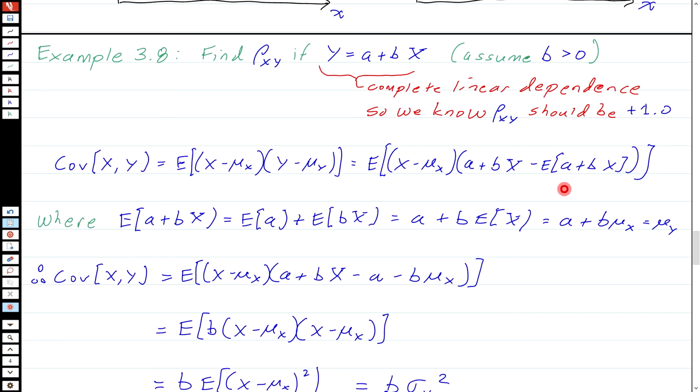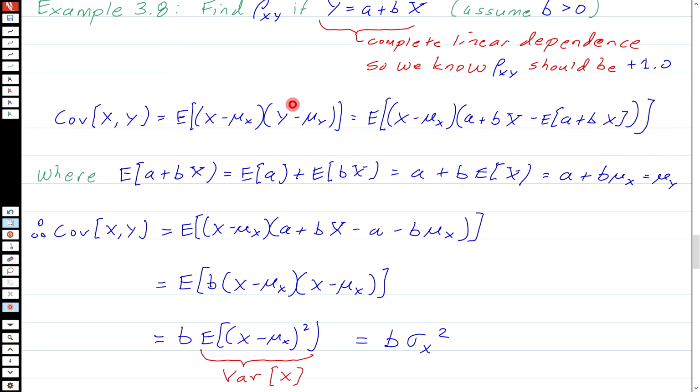Okay, so let's illustrate this by an example. Let's suppose that y is equal to a plus bx. Again, that means y is completely linearly dependent on x, so we should expect the correlation coefficient to be equal to 1. And let's assume in this case that b is greater than 0, and that's why we have a plus sign here. The slope b is positive, and so we should get a plus 1 for the correlation coefficient.